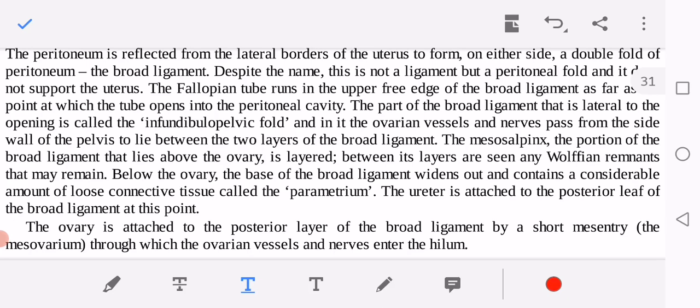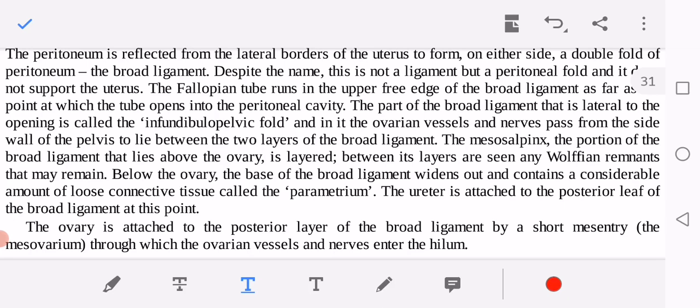The fallopian tube runs in the upper free edge of the broad ligament as far as the point at which the tube opens into the peritoneal cavity, and the part of the broad ligament that is lateral to the opening is called the infundibulopelvic fold, and in it ovarian vessels and nerves pass from the side wall of the pelvis to lie between the two layers of the broad ligament. Okay? The mesosalpinx, the portion of the broad ligament that lies above the ovary, is layered. Between its layers are seen any Wolffian remnants that may remain.